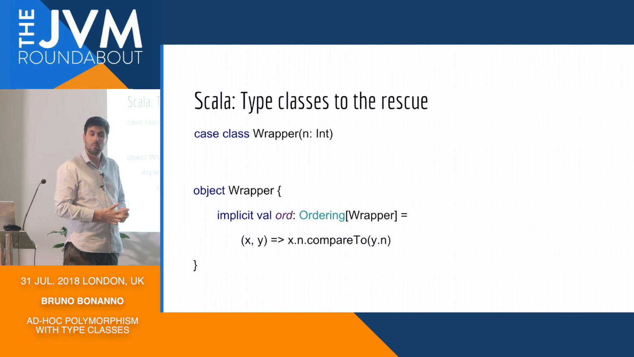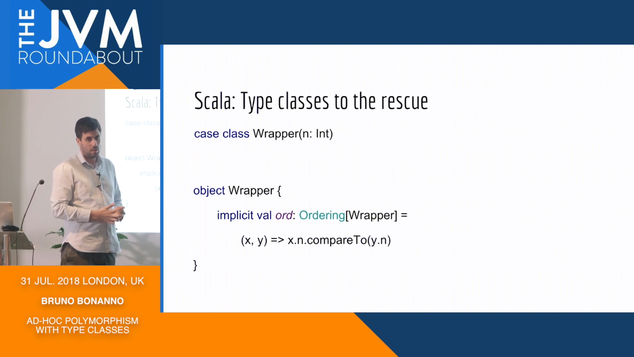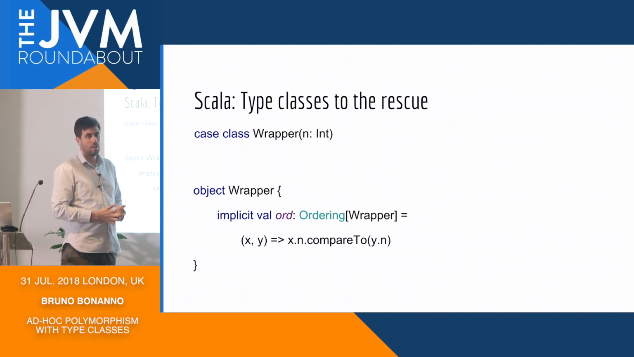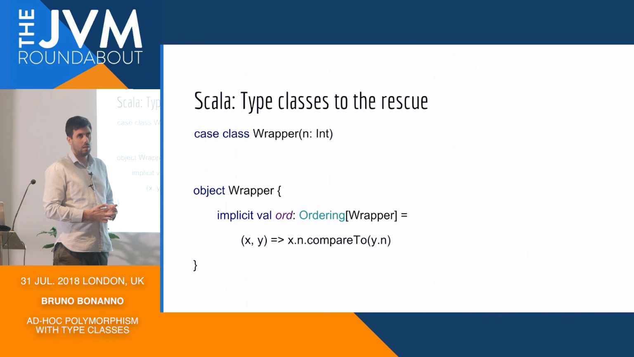Yeah. So, assuming you have a list of Wrappers. Yes. And the actual objects inside the list are all subtypes of Wrapper. Uh-huh. Wrapper has its own comparator. Yes. And the subtype has another comparator. Which one is it going to use? I don't know.